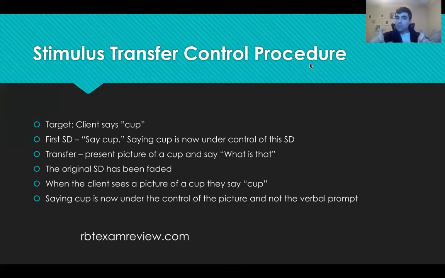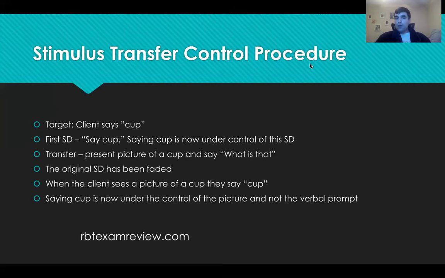Now we're going to present a picture of a cup and say, what is that? Okay. And when the client says cup, we reinforce and praise and do all the good stuff, right? The original SD is gone. Okay. We're no longer verbally prompting. We're just presenting a picture. And when the client says cup, okay, we reinforce. Now, when the client sees a cup or a picture of a cup, they say cup. They don't need the verbal prompt. We've transferred control from one SD to another, okay, just through reinforcement. Simply faded the prompt, okay?